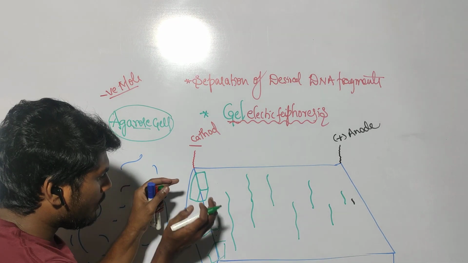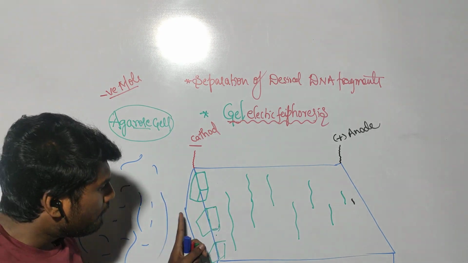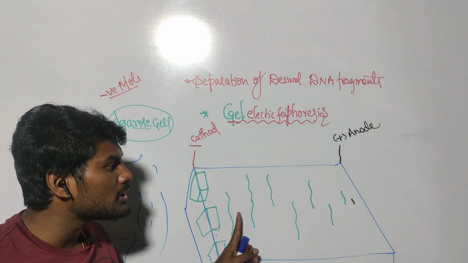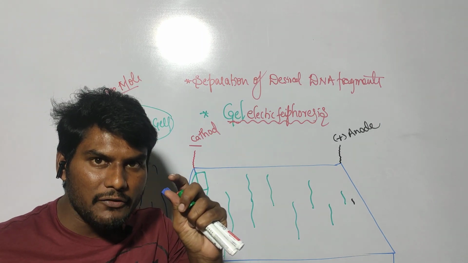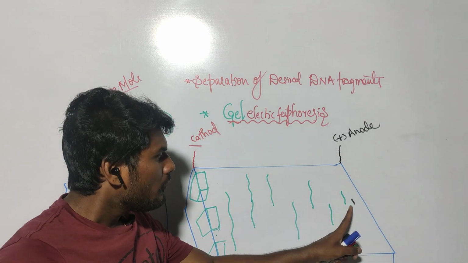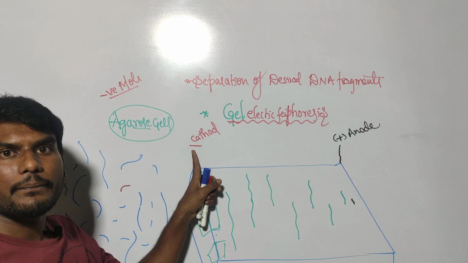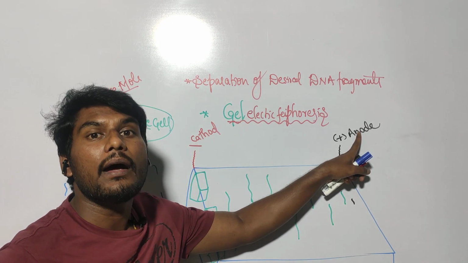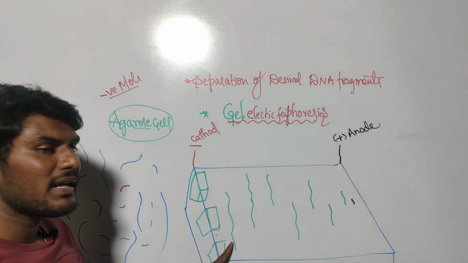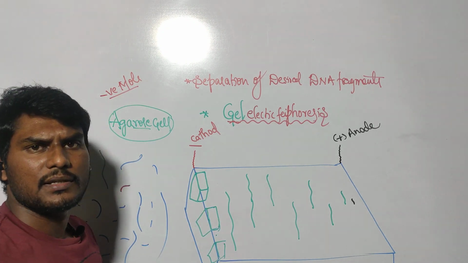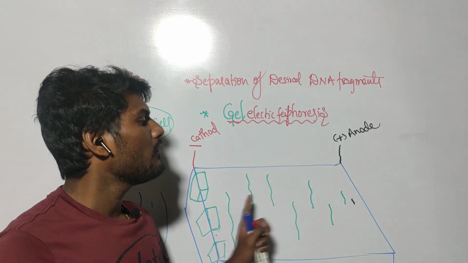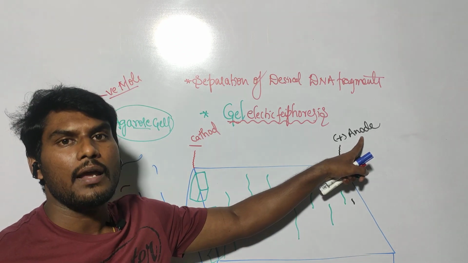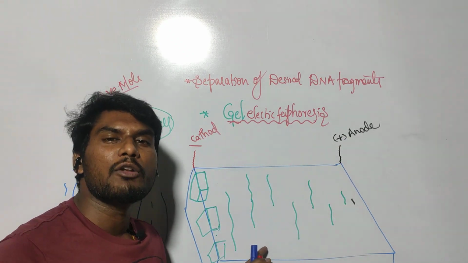All are DNA fragments only. We placed all the fragments in the well. The small DNA fragments moved very far. The smaller the DNA fragment, the farther it will move from the cathode towards whom? Anode. If a DNA fragment is very large, it will move only some distance because of its large size. Why is it moving? DNA is a negatively charged molecule.